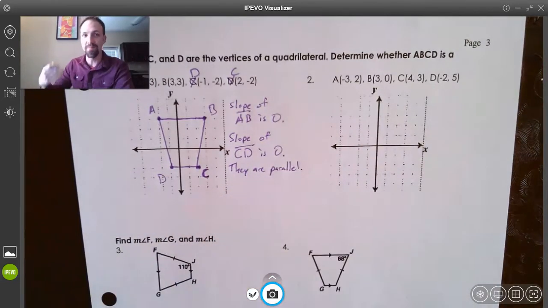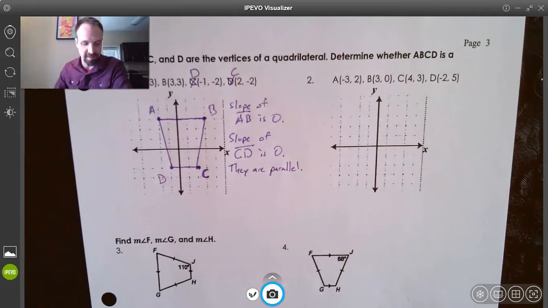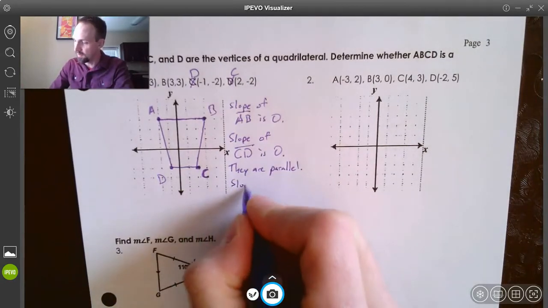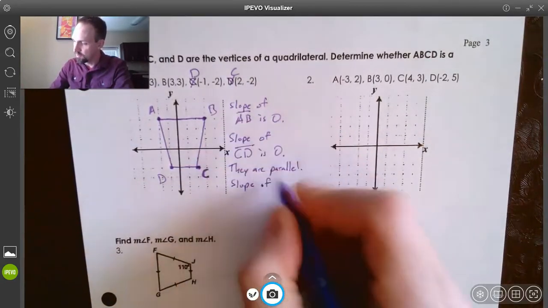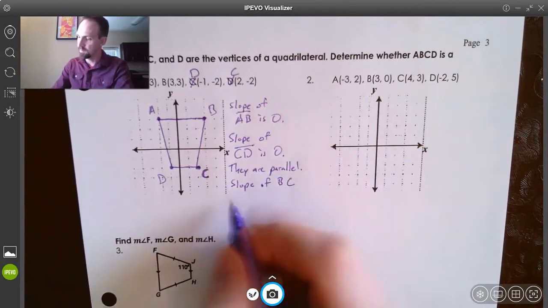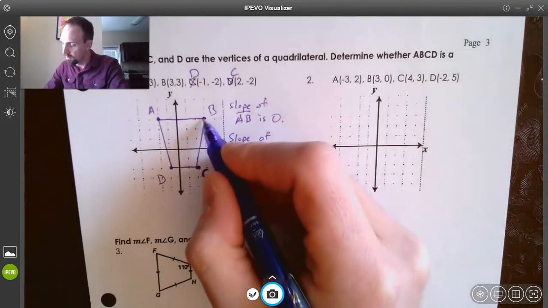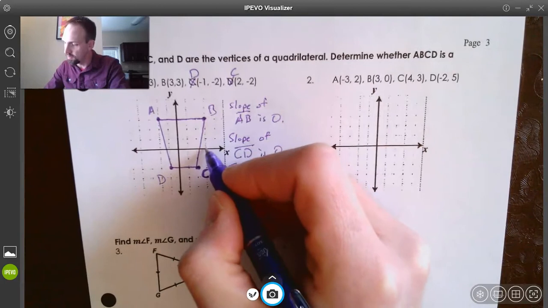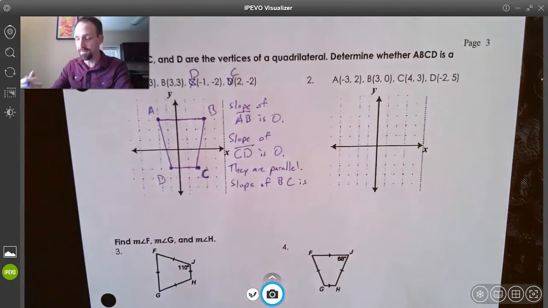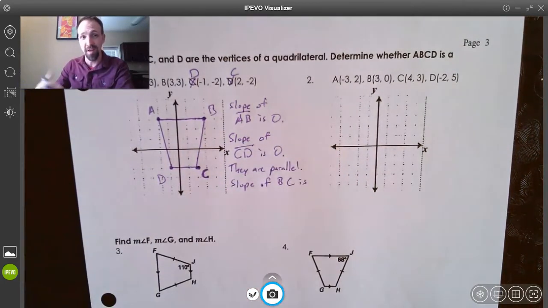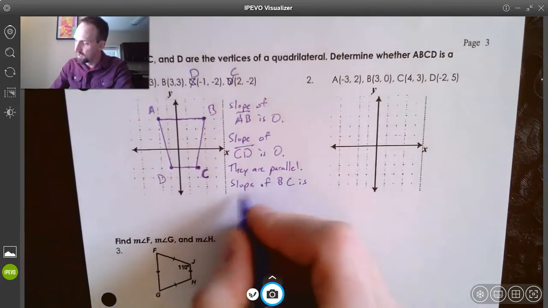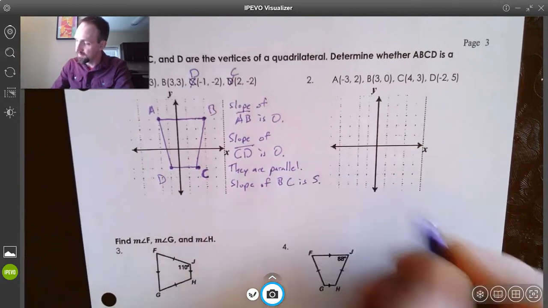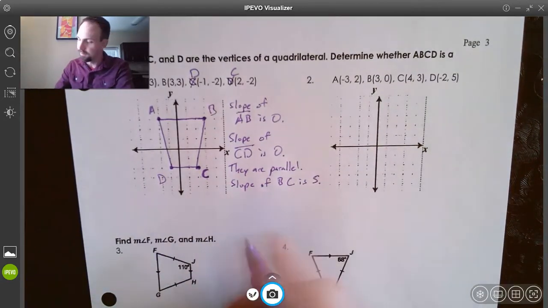Now, a lot of students are just tempted to stop here. The problem is that it's exactly one pair of parallel sides. So I do need to find the slopes of the others. So I need to find the slope of, let's do BC. If I go down 1, 2, 3, 4, 5, so that's -5, and then to the left one, that's also a negative number. So remember, a negative divided by a negative is a positive. So the slope of BC is 5 over 1, 5.